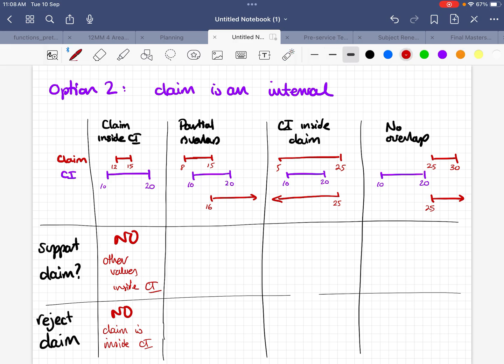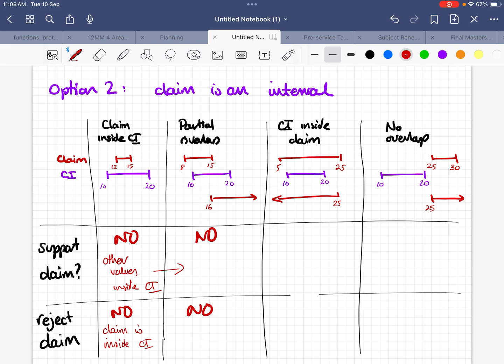Okay, situation number 2, we've got a partial overlap. So our confidence interval is between 10 and 20, but we're claiming it's between 8 and 15, or maybe we're claiming it's more than 16. We've actually got very similar answers to what we get when the claim is inside the confidence interval. It's the same reason why we can't support it, because there are other values inside the confidence interval.